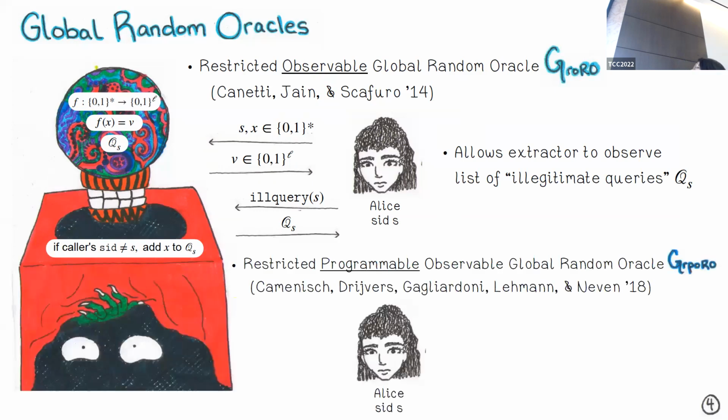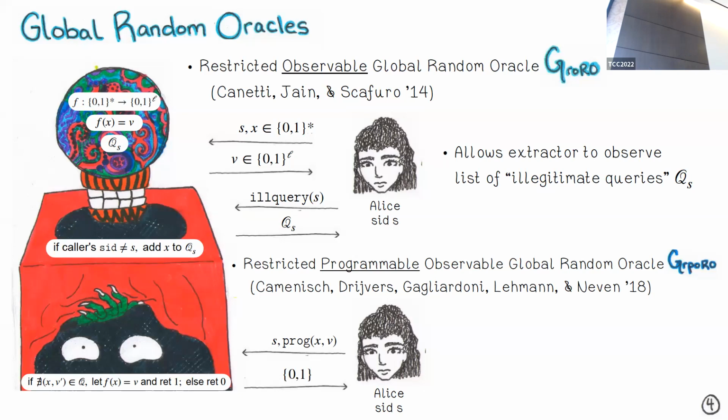Extract the witness. Next, we add the programming interface, which is in the form of a little imp under the table who's going to program the output values of the random oracle. So Alice can now send a programming request. Because this is global, we have to let anybody program the random oracle. And so as long as that index has not been queried yet, the imp programs the oracle.